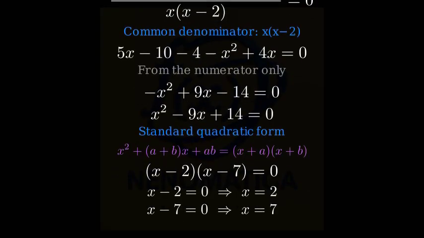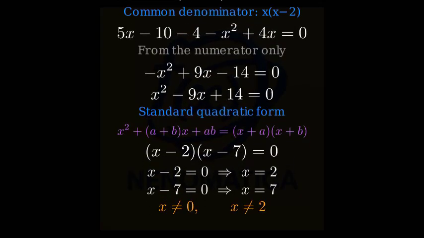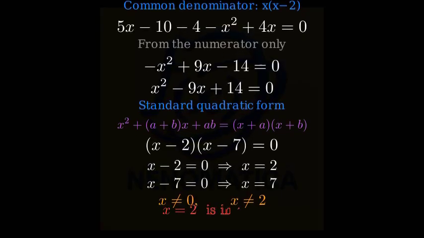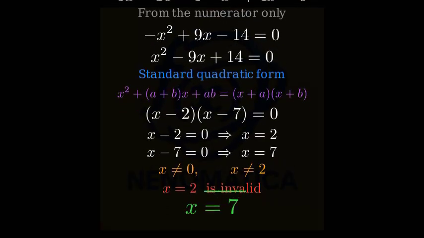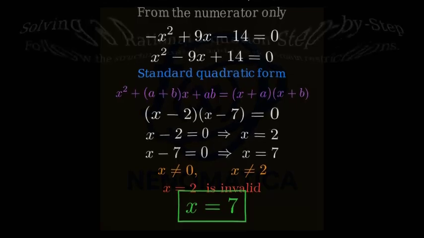Step 8. Check the domain. Because the original denominators were x and x minus 2, we must exclude x equals 0 and x equals 2. Therefore, x equals 2 is not acceptable. The only valid solution is x equals 7.